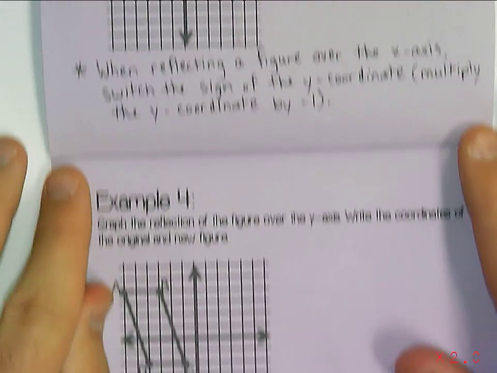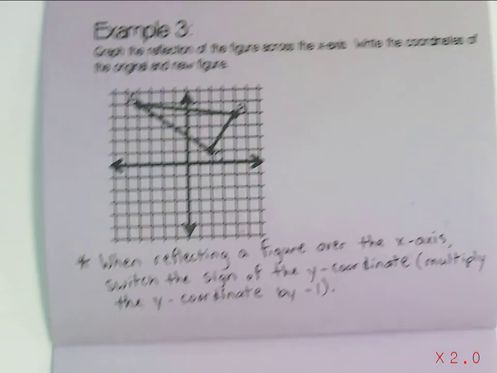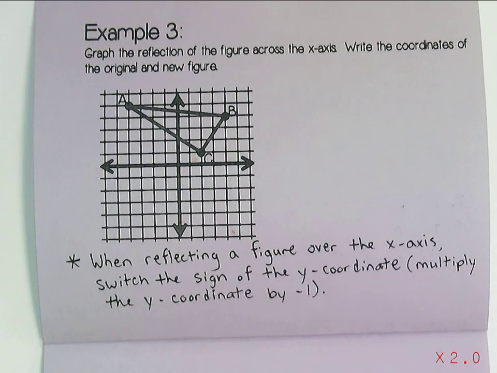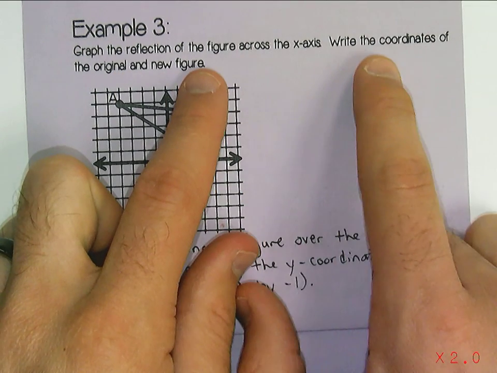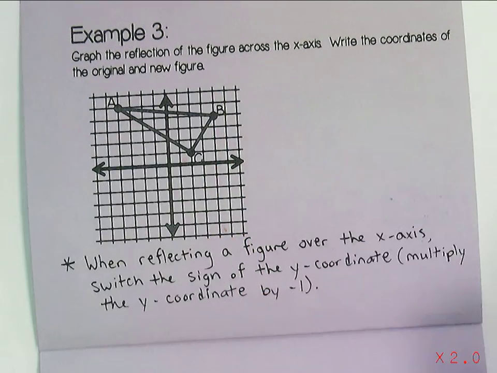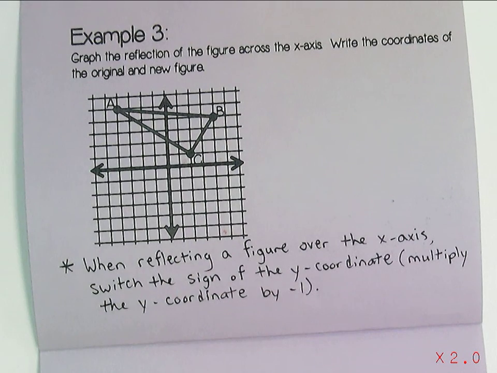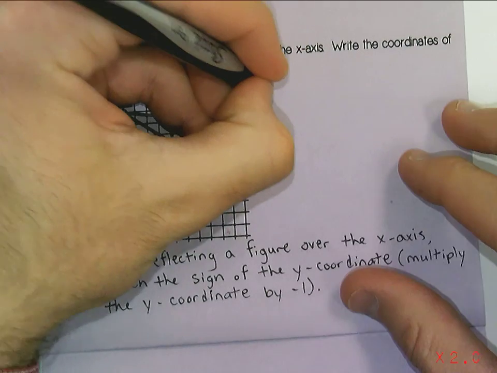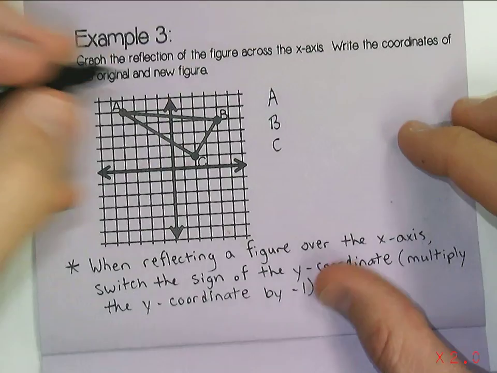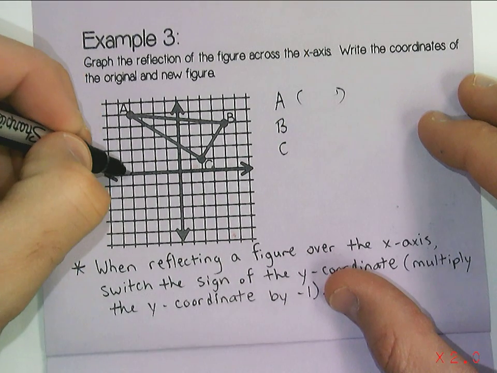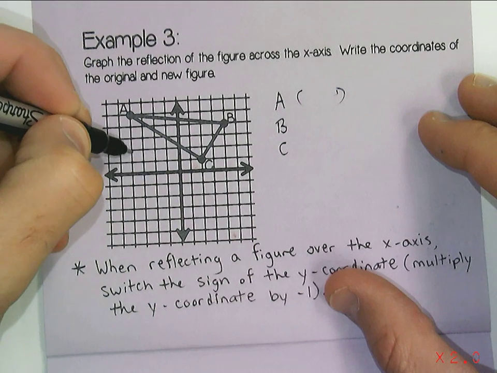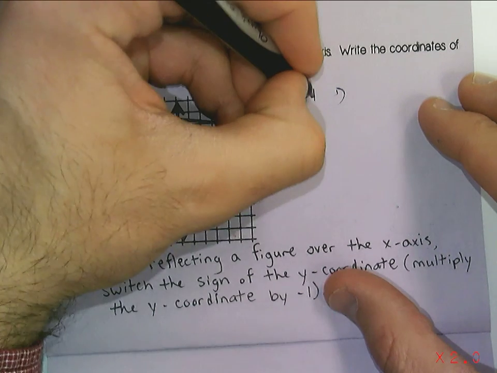And we're going to look at reflections. So there's a couple different ways that we can look at reflections. And I will tell you both of those. Really, it says here, graph the reflection of the figure across the x-axis and then write the coordinates of the original and new figure. So we're going to be doing that again. So A, B, and C. So point A is 1, 2, 3, 4, and 1, 2, 3, 4, 5. So negative 4, 5.